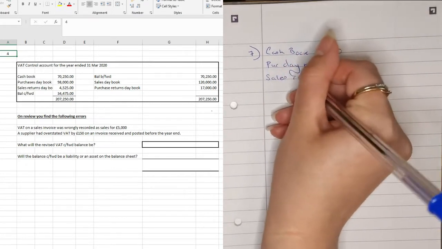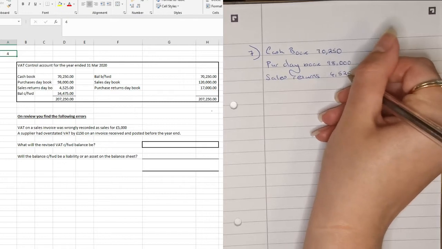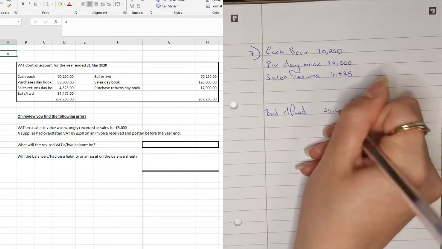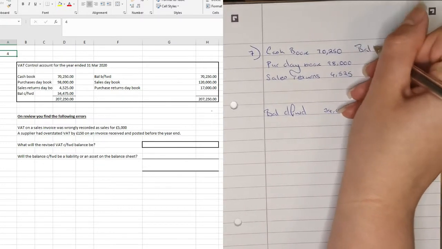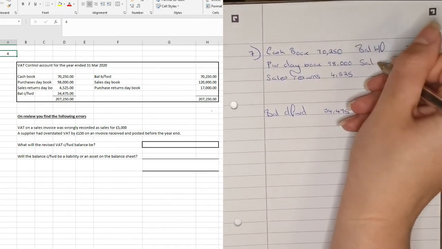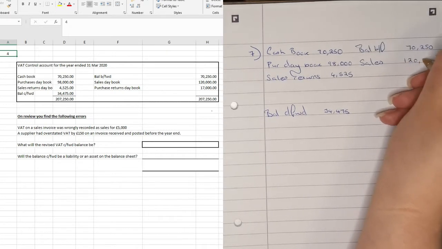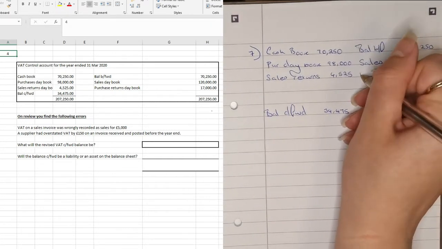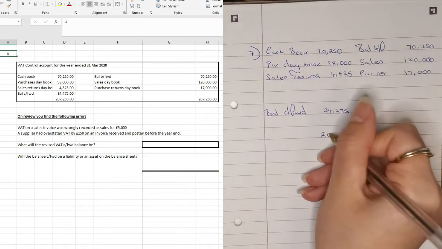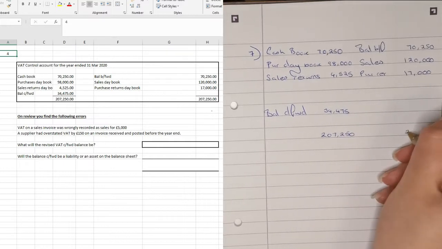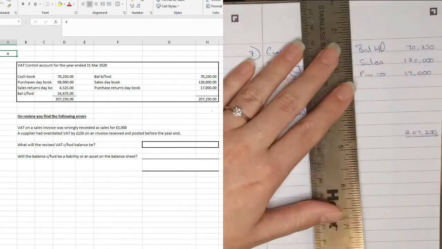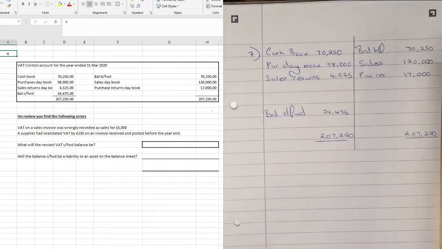We have sales returns 4525, and we currently have a balance carry forward 34475. On this side we have a balance brought forward of 7250, sales day book of 120,000, and a purchase returns of 17,000. So all in all, that is 207250 and 207250. Get the ruler out. So these are your debits and these are your credits.